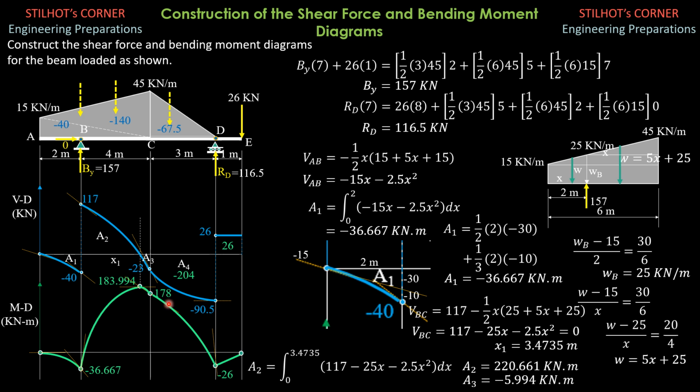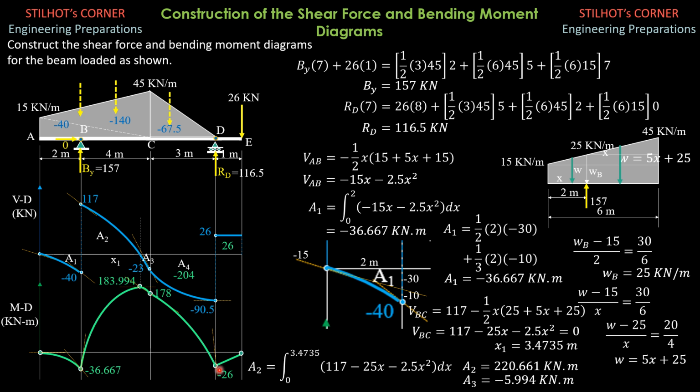Now, another way to check 178 is you just sum up moment here. It is 116.5 times 3, do it with your calculator, 116.5 times 3 minus 1 half of 3 times 45 times 1 minus 26 times 4, and you will get 178. If you are already expert in shear moment diagram, you can check that. So 178 plus area 4, which is negative 204, so you'll get negative 26.